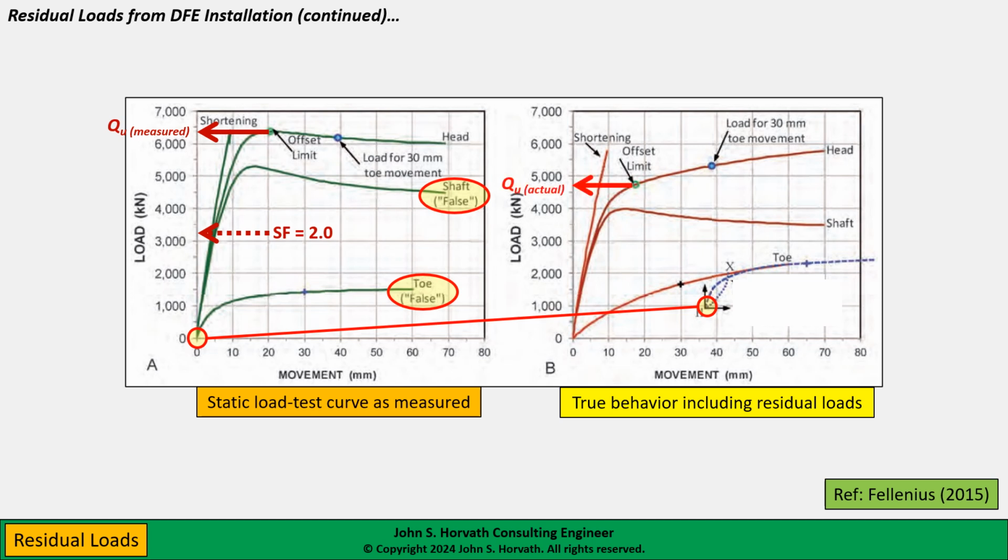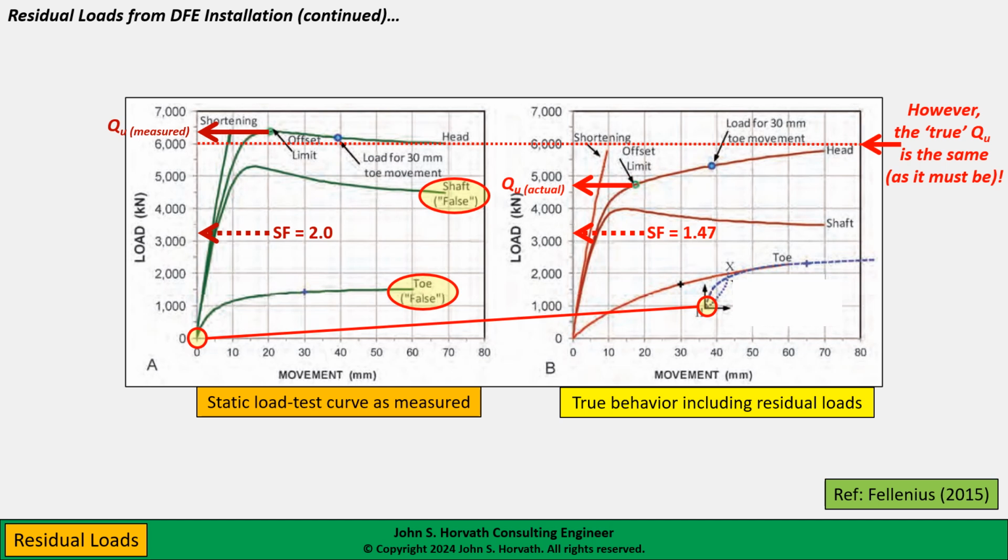Well, notice that applying the offset limit to this true curve, we would interpret a much lower geotechnical ultimate resistance. And therefore, our 3,200 kilonewtons, which we thought was safely a safety factor of 2, the actual safety factor is a little bit less than 1.5. So there's a 27% reduction in both the ultimate geotechnical resistance and safety margin based on the offset limit interpretation. It's a qualifier here.